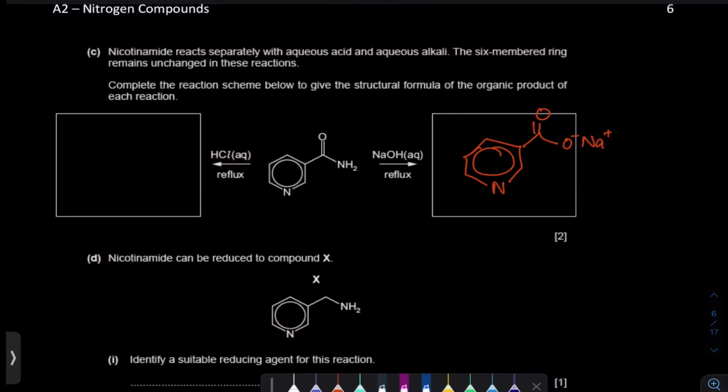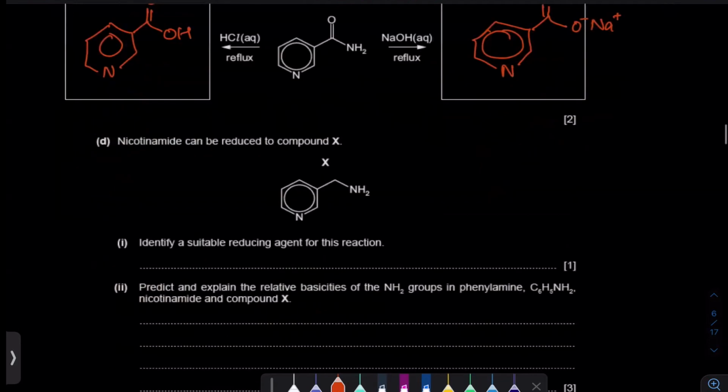This is hydrolysis of amide, right? Oh, this is amide. Yes, you're right. I was just focusing on the amine part. So you're right. It is hydrolysis of amide. So we'll get carboxylic acid back.